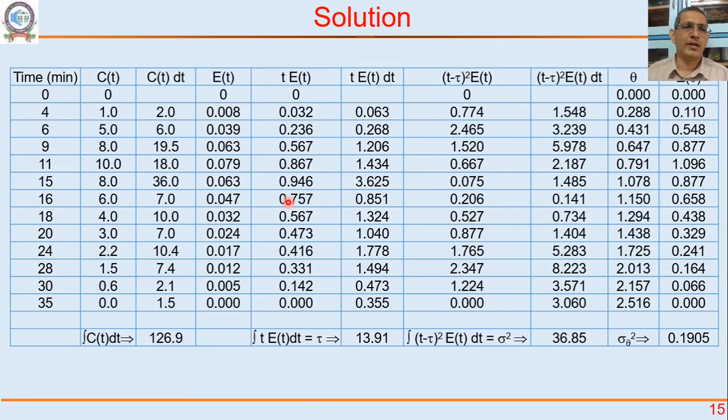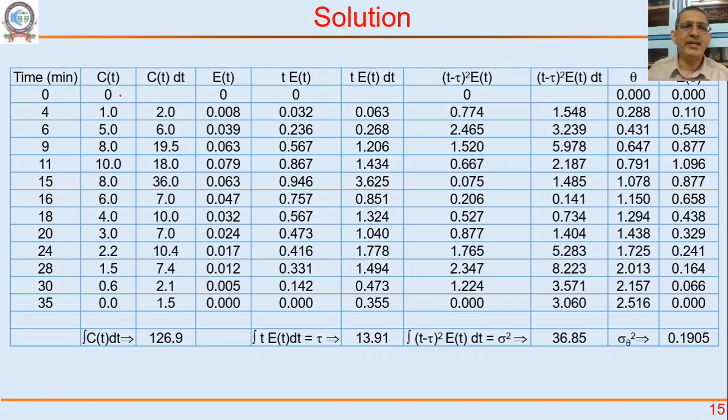Okay, here is the solution. These are just taken from the spreadsheet: time 0, 4, 6, 9 and so on, and this is the concentration, that's what is given to us. I can do integration now, using the trapezoidal rule across these two.